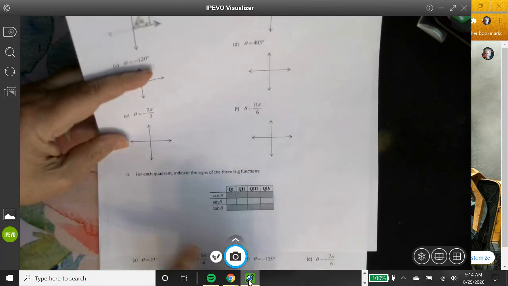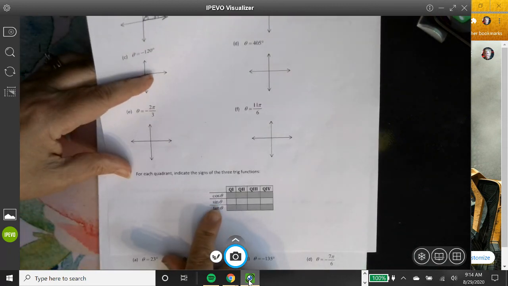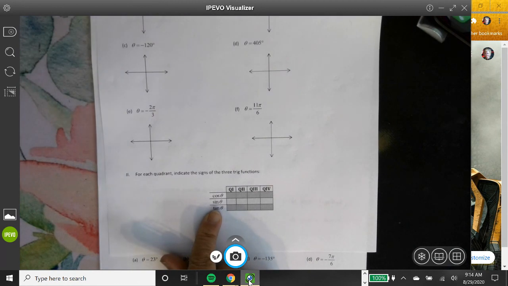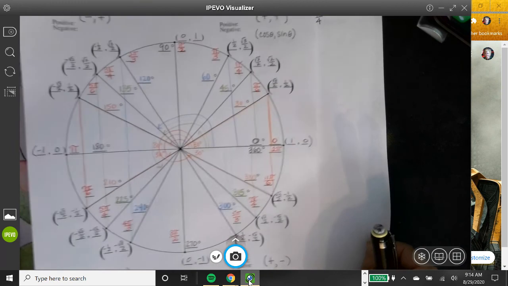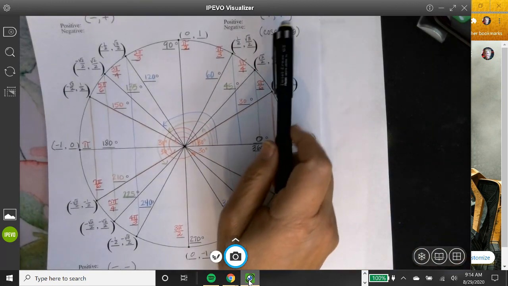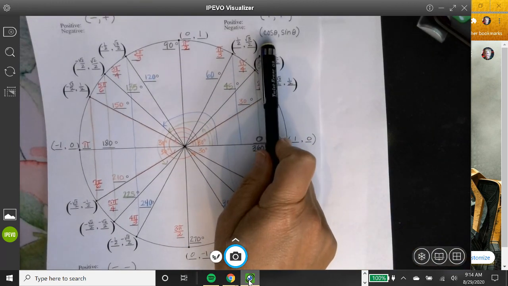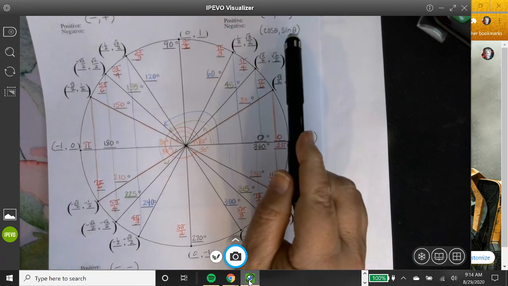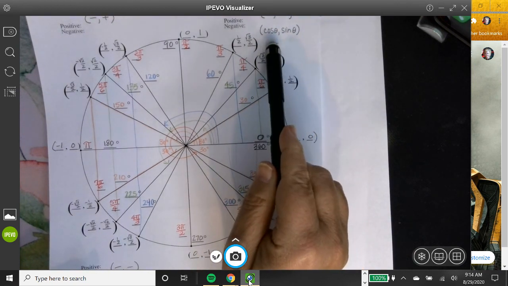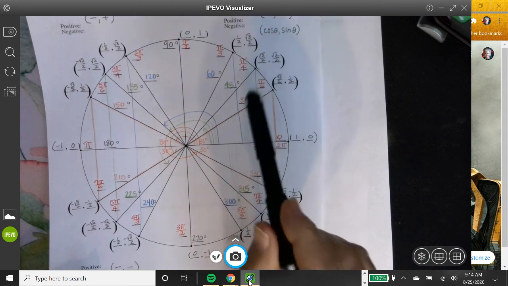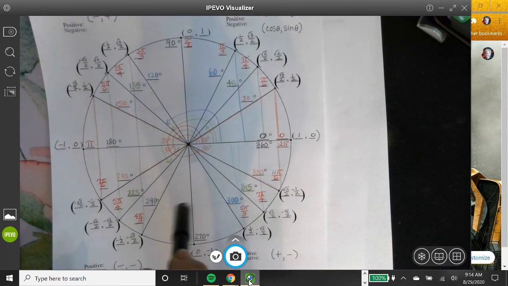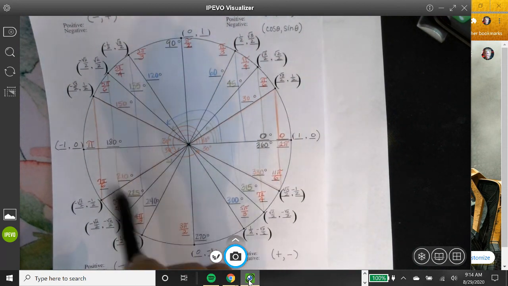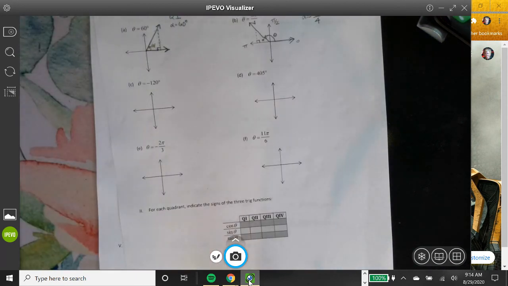And then number 2 says for each quadrant indicate the signs of the 3 trig functions. Well, we just have to go back to our unit circle, and you'll figure out that the cosine is positive in quadrants 1 and 4, because remember the cosine is the x. Cosine is positive in 1 and 4, sine is positive in 1 and 2, sine is negative in 3 and 4, and cosine is negative in 2 and 3. So that just takes some time to digest that information a little bit.